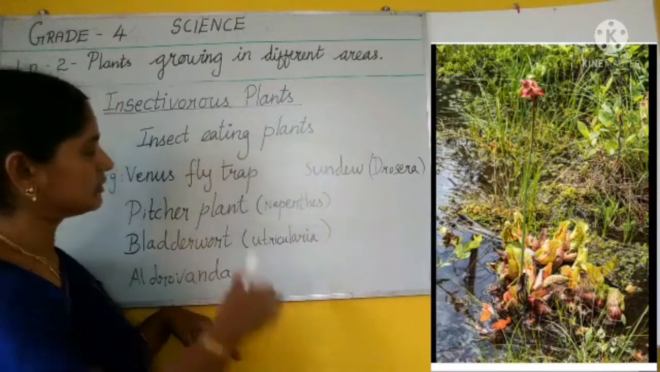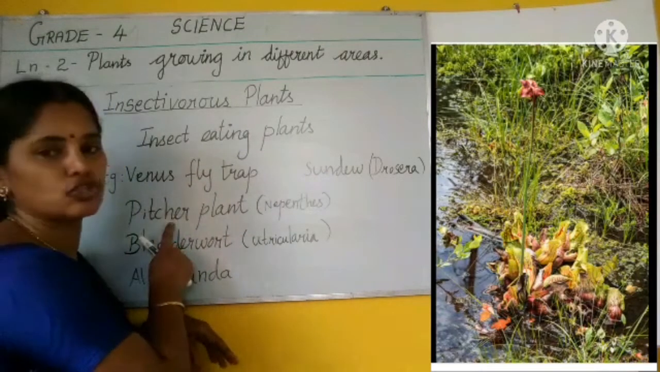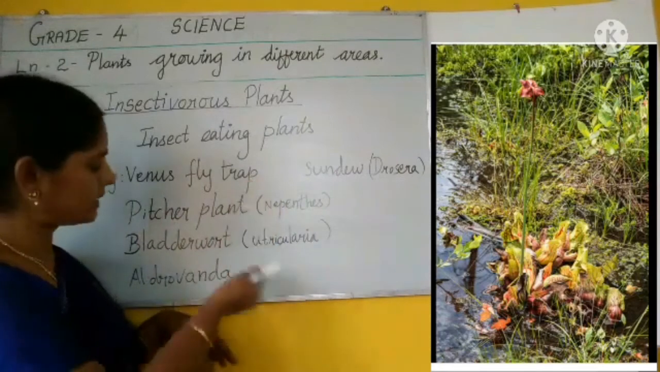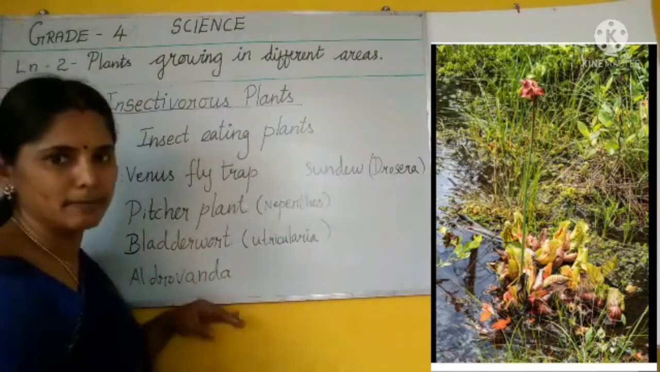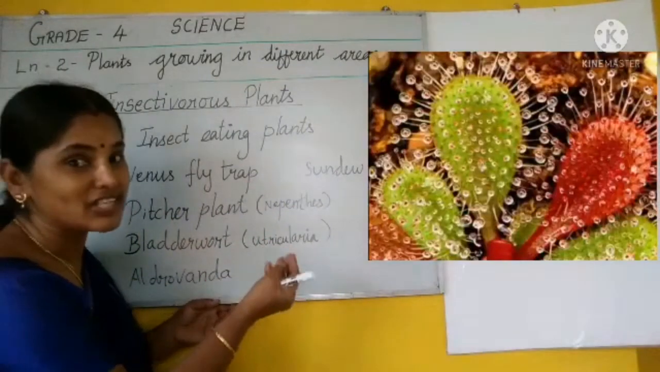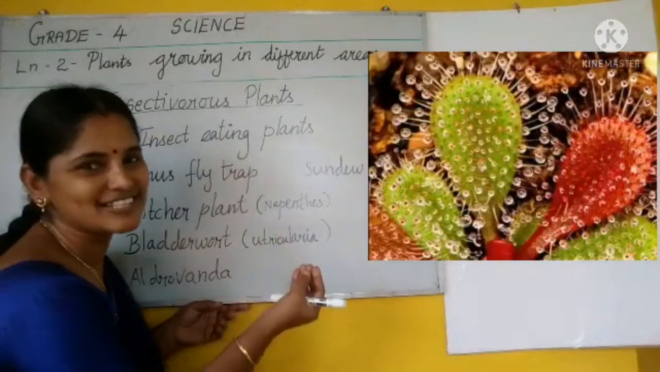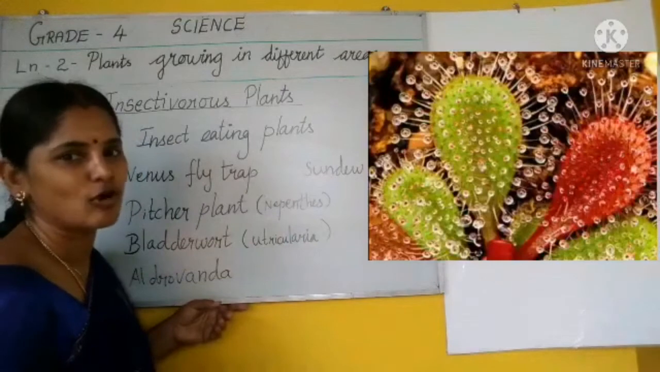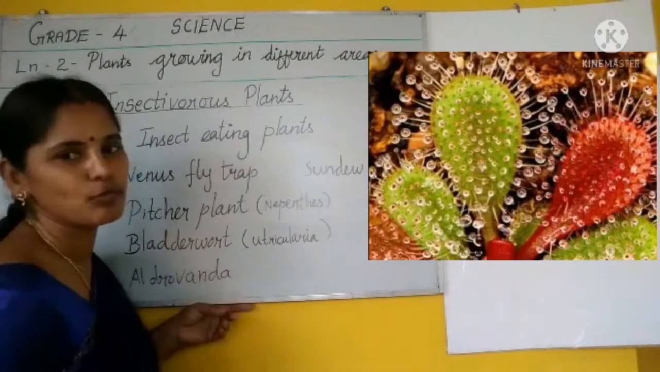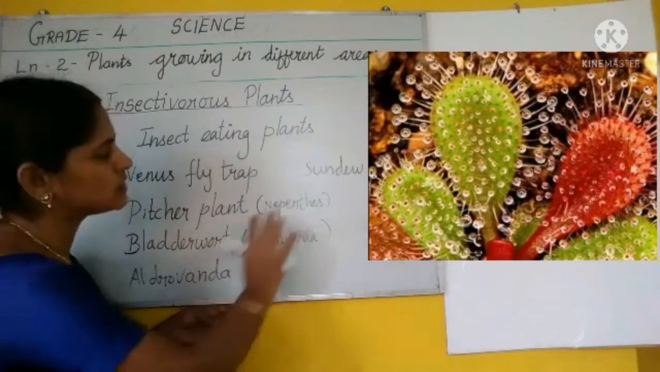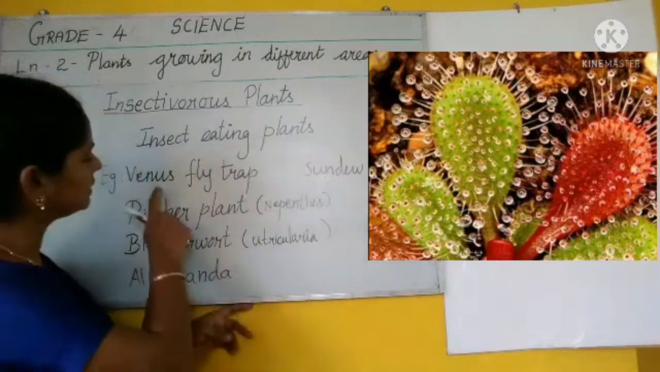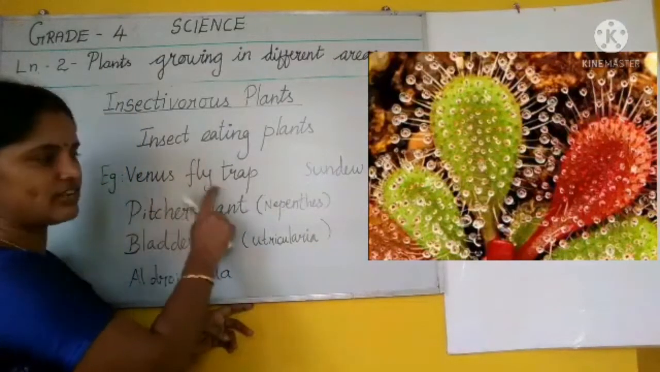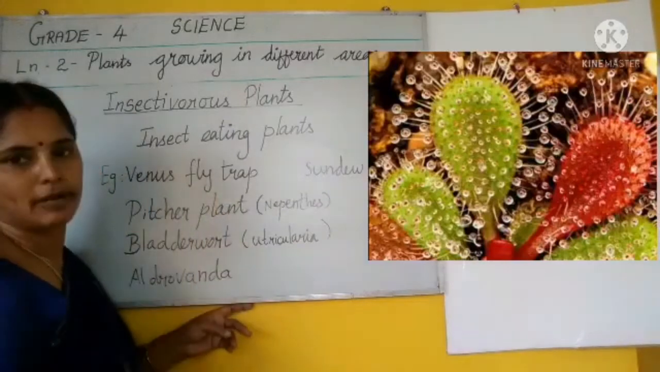Clear? Then, only the Venus flytrap and pitcher plant are given in our book. Clear, children? But I gave a few more examples because these plants are very colorful and interesting, no? Because you are small kids, I gave a few more examples. Simply see these plants' pictures, but in our book they mention only the Venus flytrap and pitcher plant.